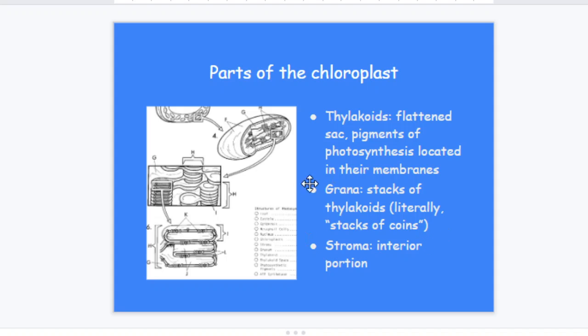So what are the parts of the chloroplast? Okay, so we have what we call the thylakoids, which is a flattened sac, pigments of photosynthesis located in the membranes. So it's the outside layer of one piece. So it's almost like a bunch of pancakes, and the thylakoids look like stacked pancakes, okay? And then you have the grana, stacks of thylakoids. So instead of a stack of pancakes, we call it the grana, okay? And the stroma is the inner portions of all this. So this is a little vocabulary for you, okay?